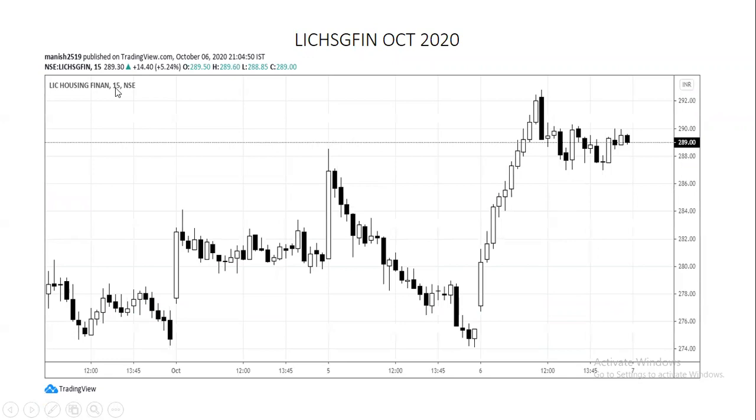This is LIC Housing Finance. This is big bullish candle. After that again you can see we got complete reversal. This is ditto like Voltas, which we have seen.